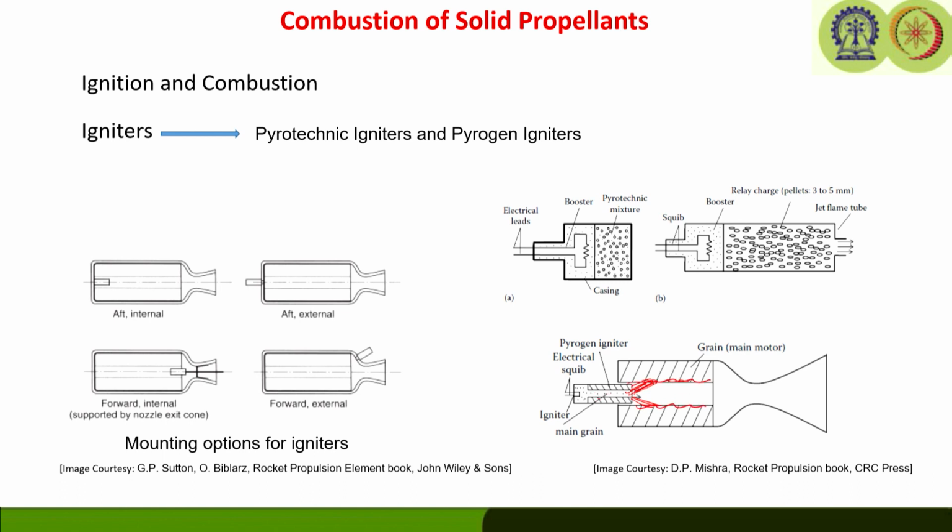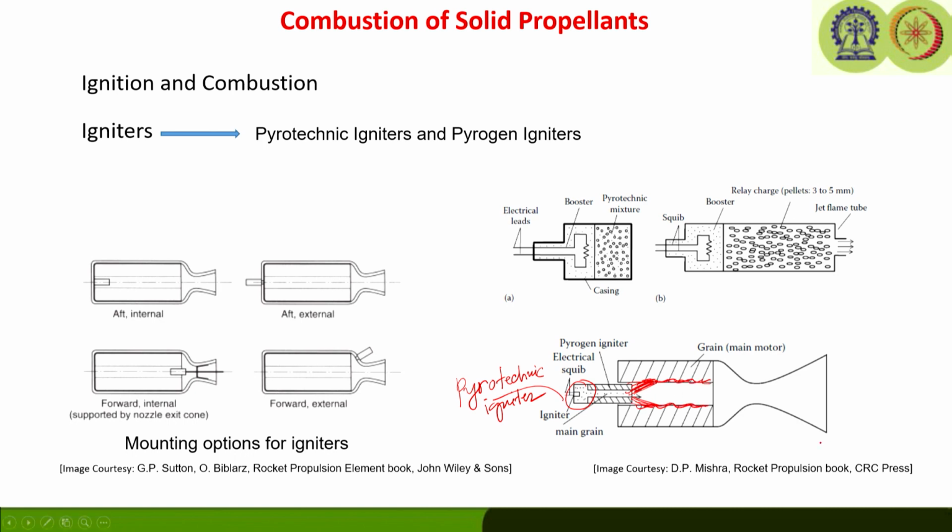However, if you look at the pyrogen igniter, since it is itself a rocket, the small pyrogen igniter has to be ignited by a pyrotechnic igniter. This part is actually the pyrotechnic igniter, which is going to ignite the small rocket. So, the pyrogen igniter is a combination of a small rocket ignited by a pyrotechnic igniter, and the plume from the small rocket is going to impinge on the main propellant surface and lead to ignition.